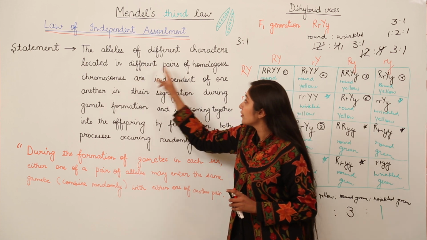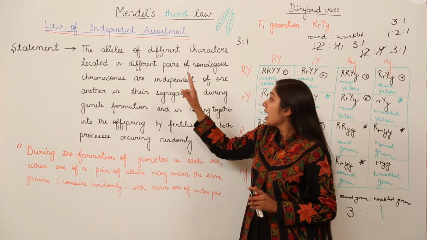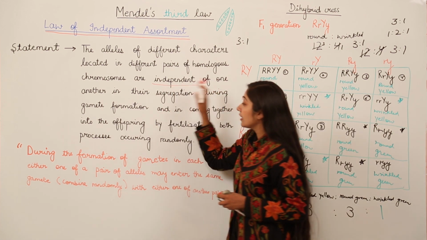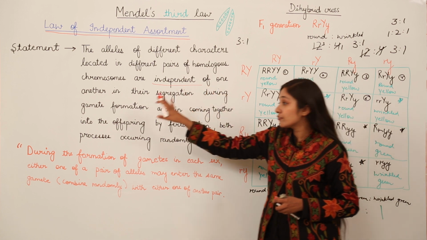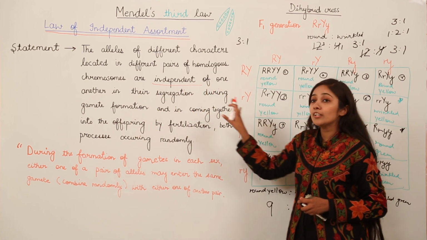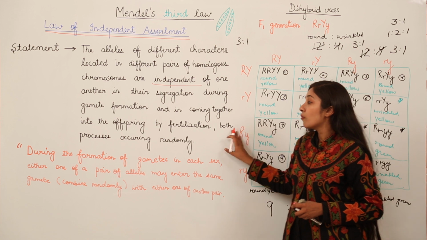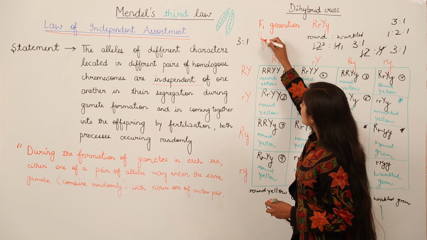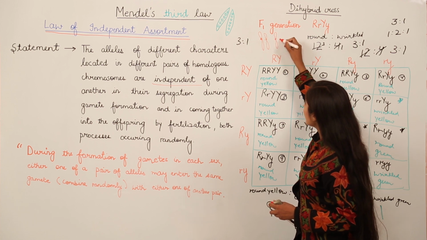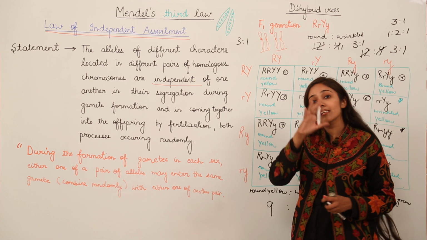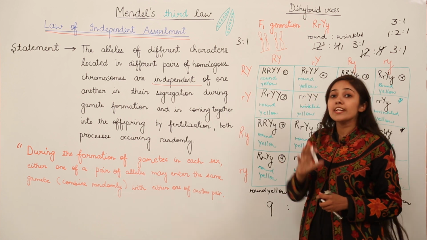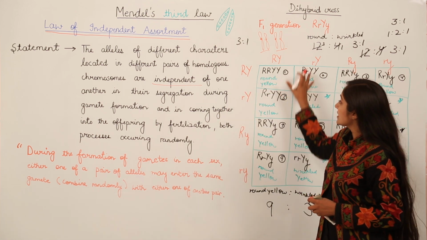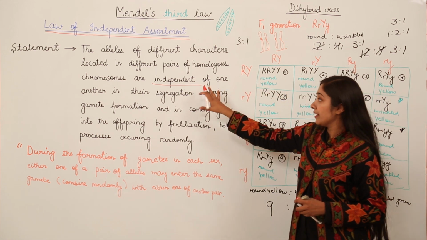meaning alleles of different characters located in different pairs of homologous chromosomes are independent. The keyword is independent of one another in their segregation during gamete formation and in coming together in the offspring by fertilization, both processes occurring randomly. So if we have chromosomes which encode for different characteristics, they have an independent assortment. Neither of them is going to affect the trait presented by any other chromosome. So remember, they are going to be independent.